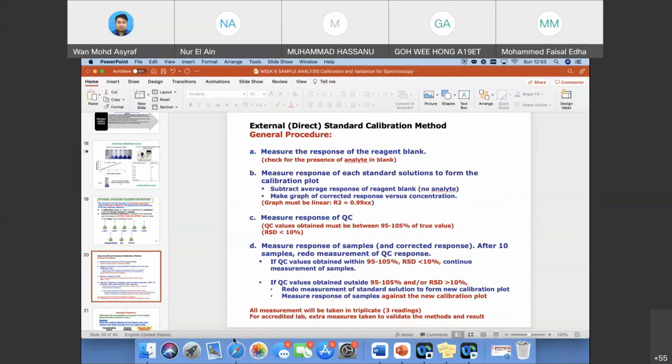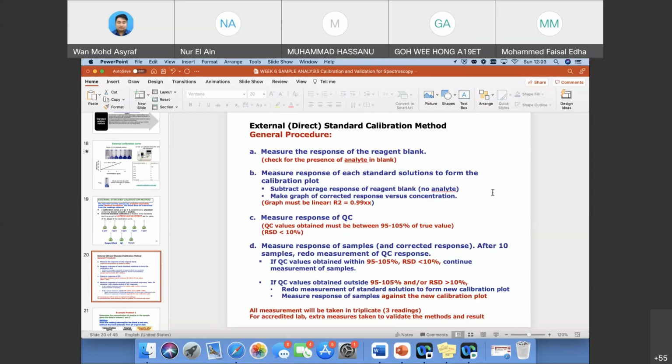What are the general procedures? This is something for you to know about. First, measure the response of the reagent blank. Blank is important because the signal produced by the blank needs to be subtracted. Whatever the value of the blank, subtract it from the signal of your standard curve.